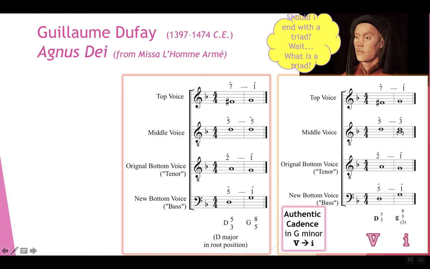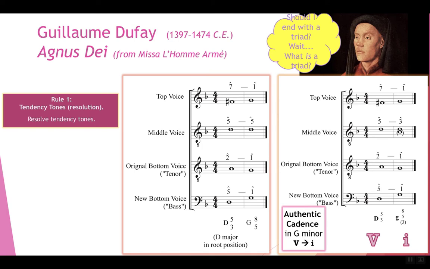And this would be a very early version of an authentic cadence. Authentic cadence is a 5 chord going to a 1 chord. What makes it a perfect authentic cadence? That would mean you're approaching the tonic by step, so 7-1 or 2-1, and the chords are in root position, and these chords are in root position. So that would actually be a perfect authentic cadence.